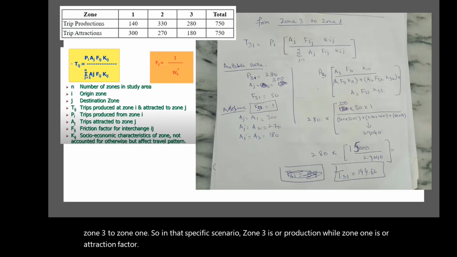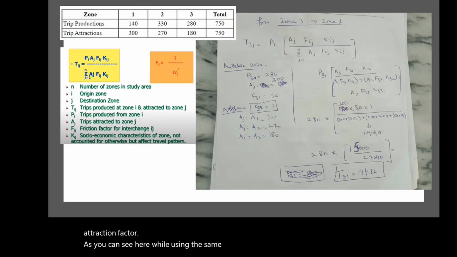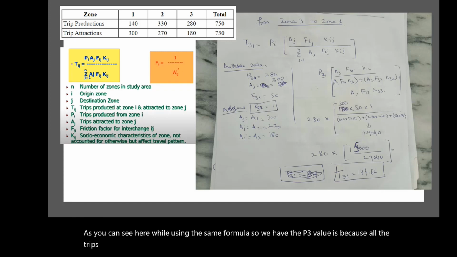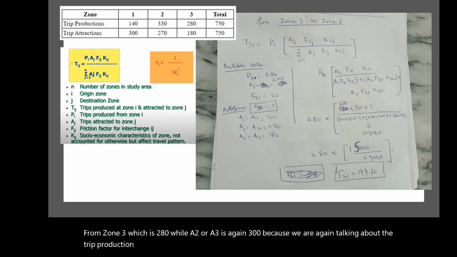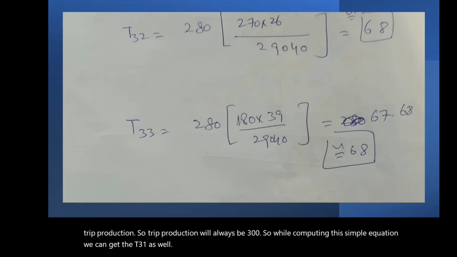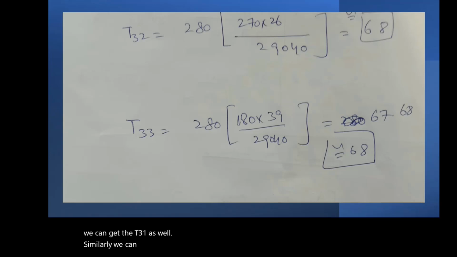As you can see here, while using the same formula, we have the P3 value, because all the trips are generating from zone 3, which is 280, while A2 or A3 is again 300, because we are again talking about the trip production. So trip production will always be 300. So while computing that simple equation, we can get the T31 as well. Similarly, we can do that for T32 and then T33 as well.